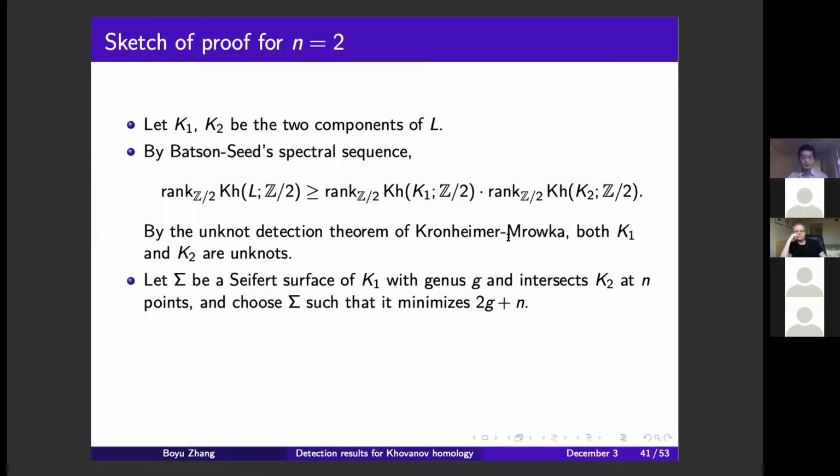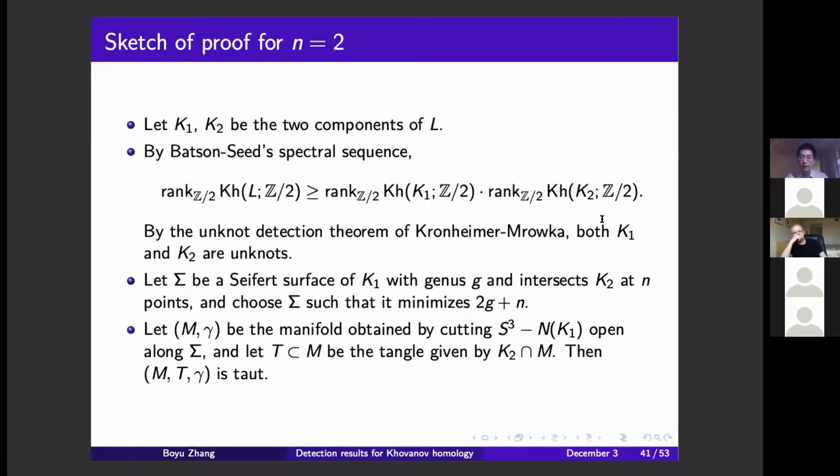And now we take a Seifert surface of K1. We recall that K1 is already known to be an unknot, so its minimal genus Seifert surface is just a trivial disk. But instead of taking a Seifert surface whose genus is minimized, we're going to take a Seifert surface such that it minimizes the value of 2g plus n, where g is the genus and n is the geometric intersection number of the Seifert surface with the other component K2. And here, of course, without saying, we're requiring all the intersections to be transverse. So geometric intersection number is just counting the number of intersection points.